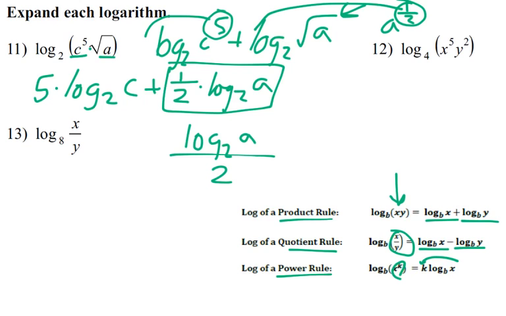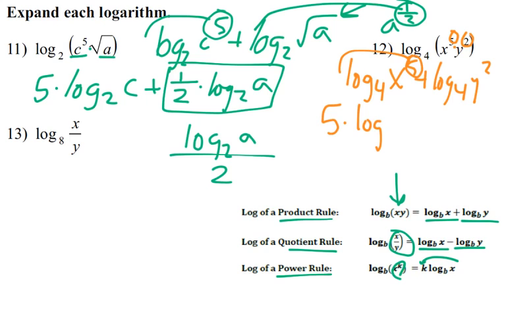It's the same thing. Sometimes some programs like to write them that way more. Okay, number 12. We've got multiplication here. We've got powers, so same as 11. So log base 4 of x to the 5th plus log base 4 of y squared. Drop the 5 down, so it's 5 times log base 4 of x, plus drop the 2 down, 2 times log base 4 of y. Simple as we can get it.